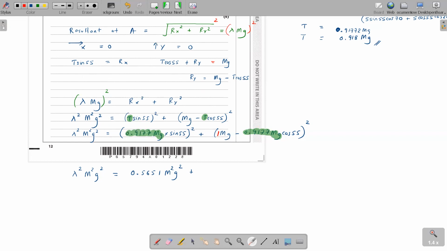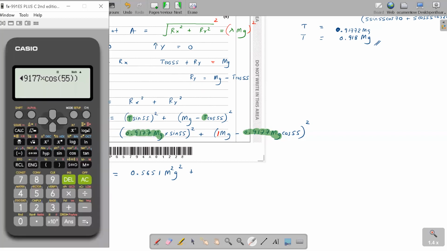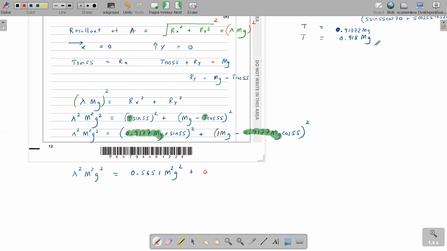Subtract them, get the answer, and then you have to square it. Do you see? So 0.2243, and don't forget mg, m squared g squared. So m squared g squared is common to everyone, and can be removed. And then the final touches: lambda squared is the whole thing added, then rooted. 0.5651 plus 0.2243. Give it to 2 SF. They want 2 SF.